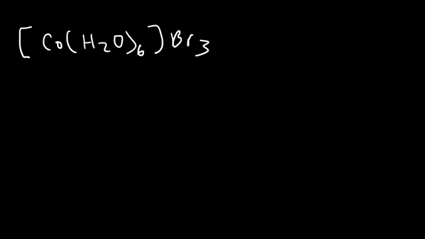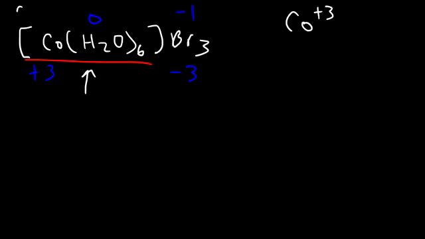So once again, the complex ion is the cation. Now let's determine the oxidation state first. The oxidation state of water is 0. And for bromide, it's -1. But there's 3 of them. So this is going to be -3, which means cobalt has to have an oxidation state of +3. If you don't like that method of doing things, you can write the equation to get the answer. Now let's start by naming the complex ion, or the cation.